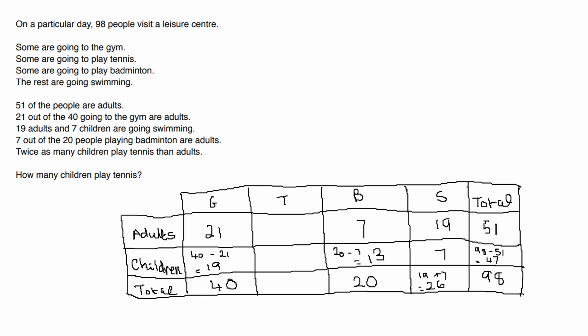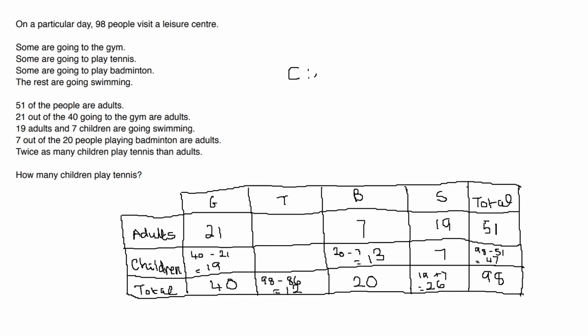Twice as many children play tennis than adults. So if we have a look, we've got 98 people altogether, and then we already know how many people go to the gym, play badminton, or go swimming. So we've got 40 add 20, which will give us 60. Add another 26 is 86. So we can work out how many people play tennis by doing 98 take away 86, and that will give us 12. Now twice as many children play tennis as adults.